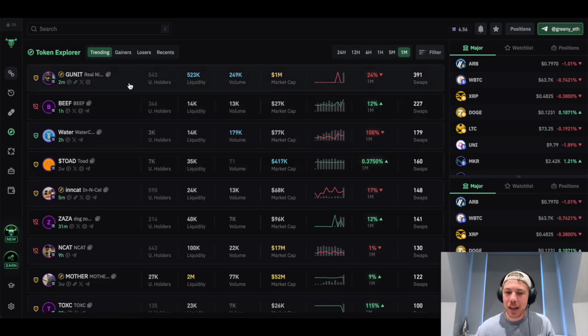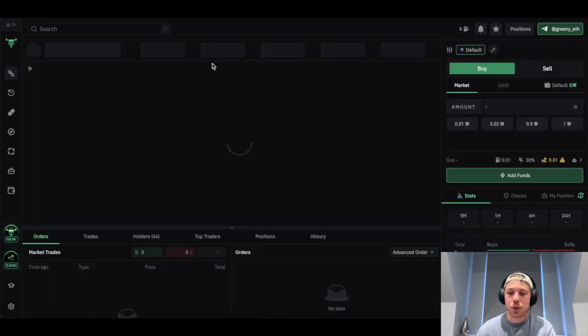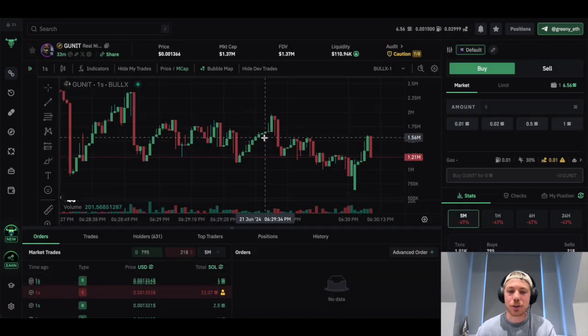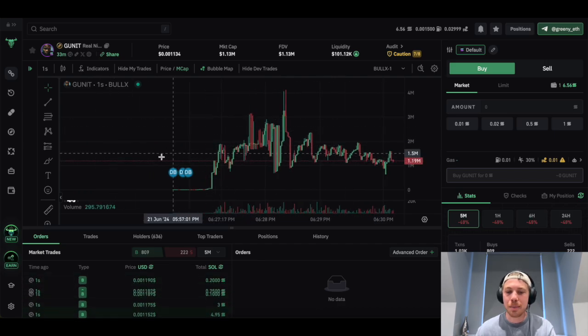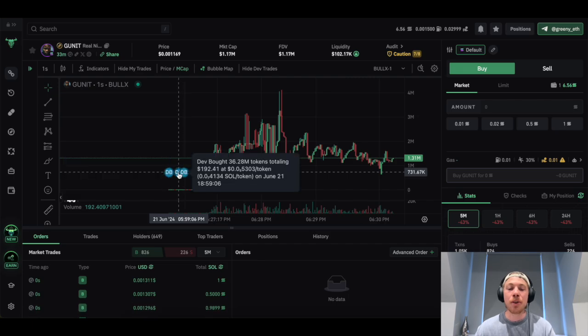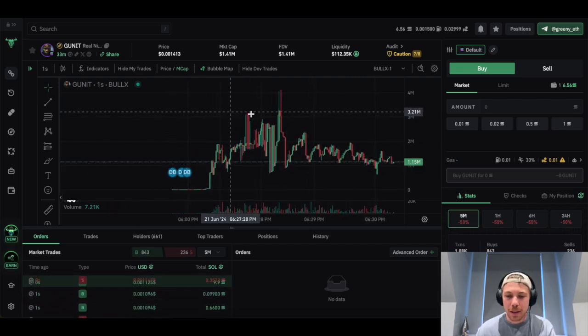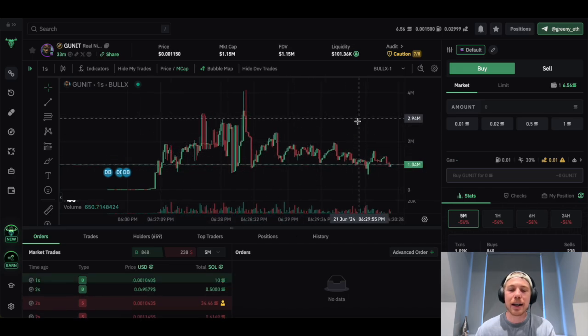But as you can see on the screen, we've got a lot of different trending tokens at the moment. So these are the ones that I would be looking to potentially swing trade and day trade. As you can see, this one is on the 1 second chart. The dev did snipe some of the tokens, so it's always good to do your own due diligence before you get into these tokens. But this is something that you could easily swing trade over time.